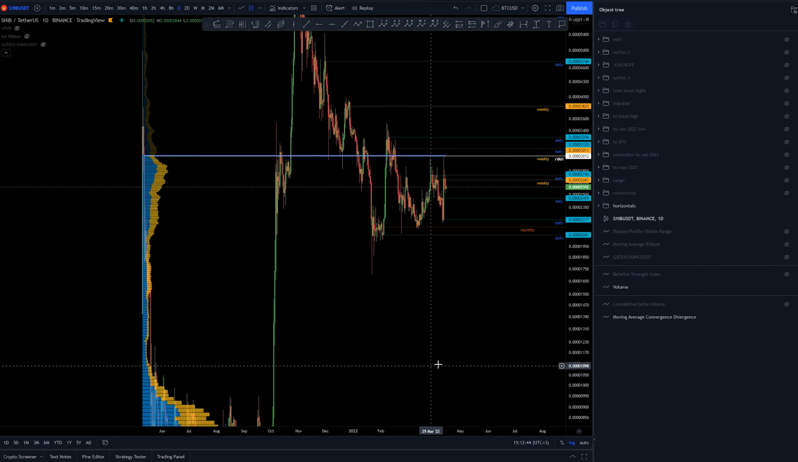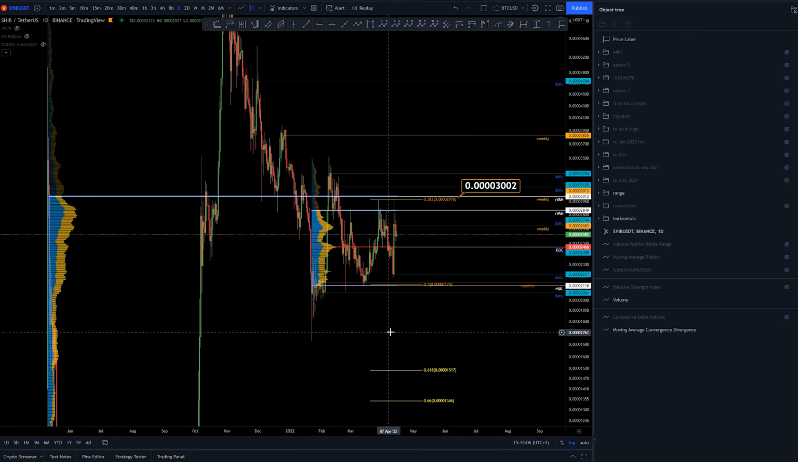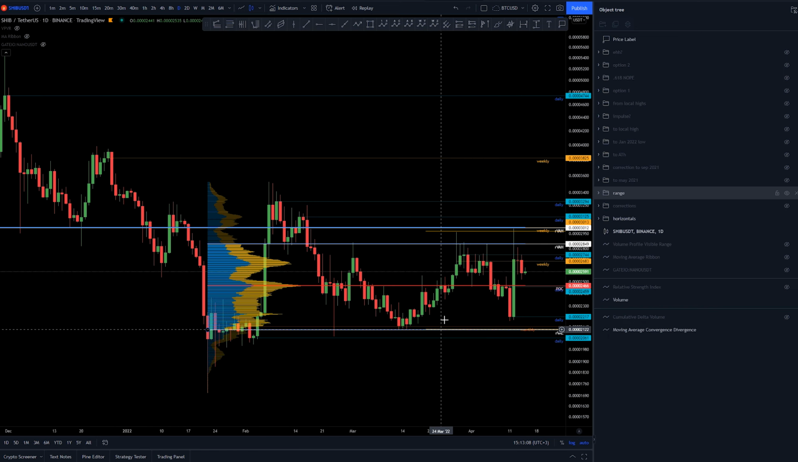On a bit closer time, there is also this range value area high of this whole range, again lining up pretty well with the weekly, right around 4 zeros and 3. There's also this range that is a bit more local. Let's take a look.